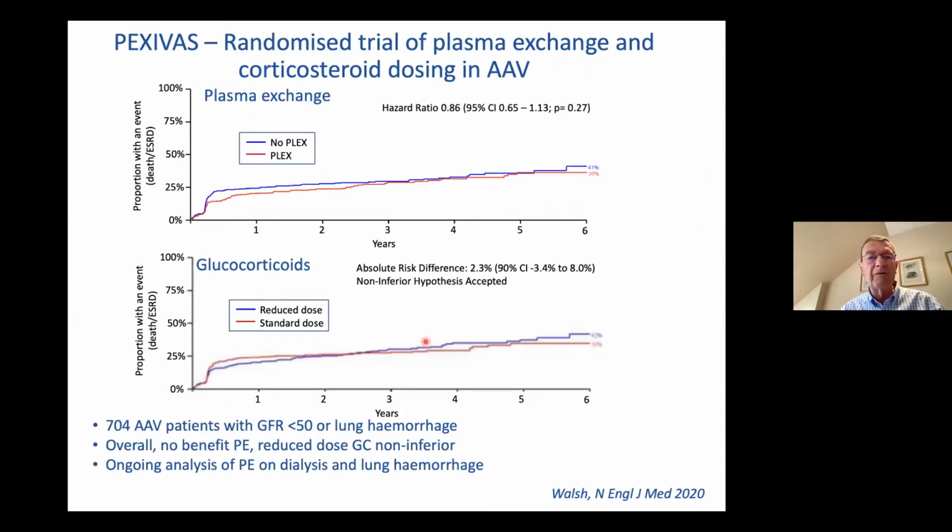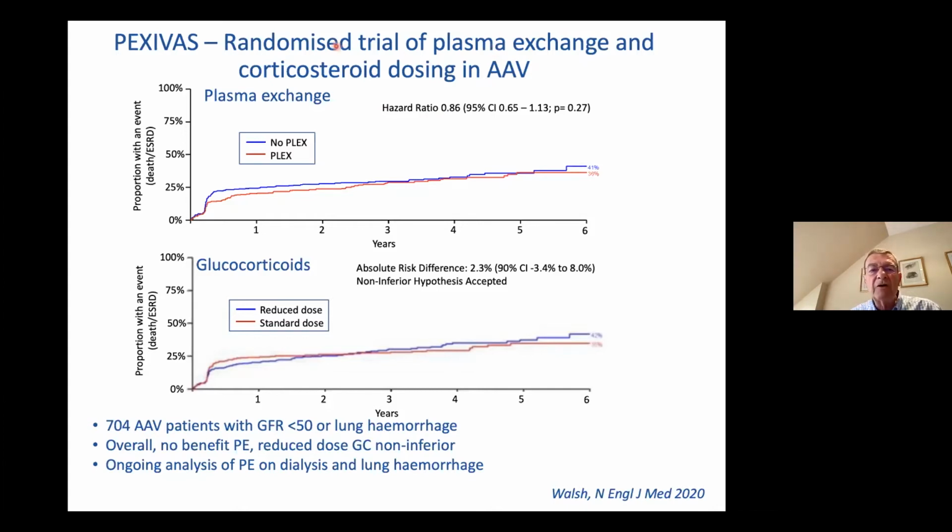Finally, what of the role of plasma exchange? The PEXIVAS study was the largest study of vasculitis so far. It was published last year in the New England Journal. It contained over 700 patients with severe disease with a GFR of less than 50 or with evidence of lung hemorrhage. And the design was interesting. Patients were randomized first to receive plasma exchange or no plasma exchange, and then they were randomized again to have standard dose steroids or reduced dose steroids.